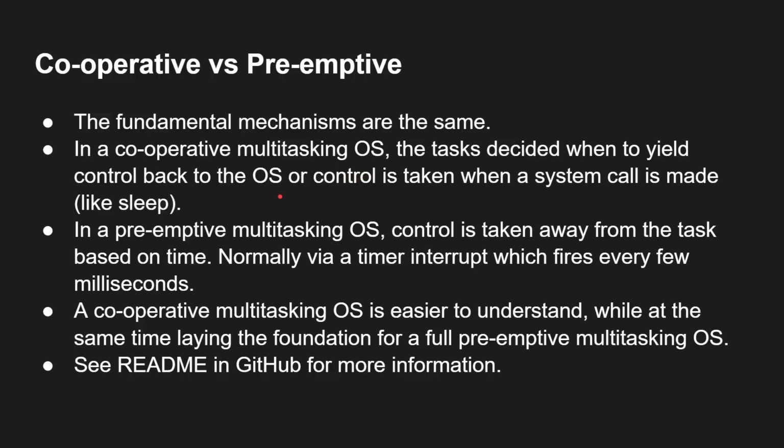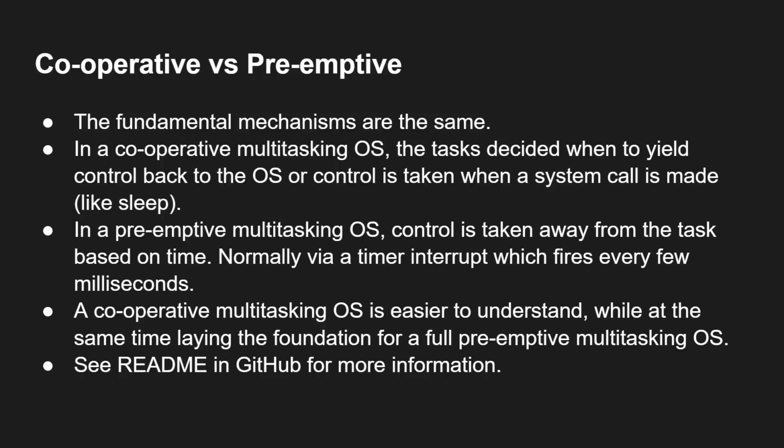So for example, there's a Piccolo sleep command which will automatically take away control, and you can wrap other functions like turning on and off a GPIO, doing stuff to the serial port. These could all be wrapped up so that every time you do them, it goes off and does its cooperative stuff. In a preemptive multitasking OS, control is taken away from the task based on time, normally via a timer interrupt which fires every few milliseconds, and it doesn't matter what the task is doing, it just switches over to the next one.